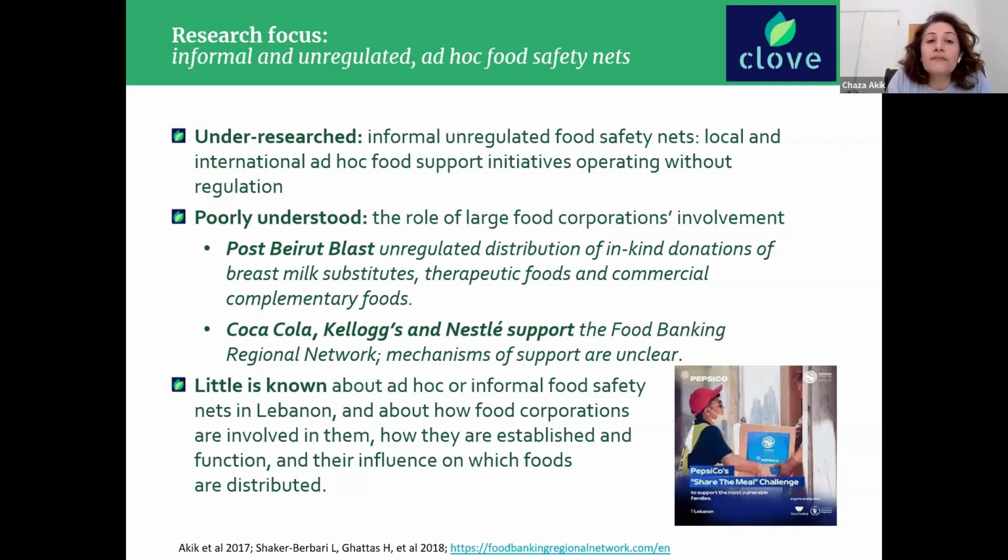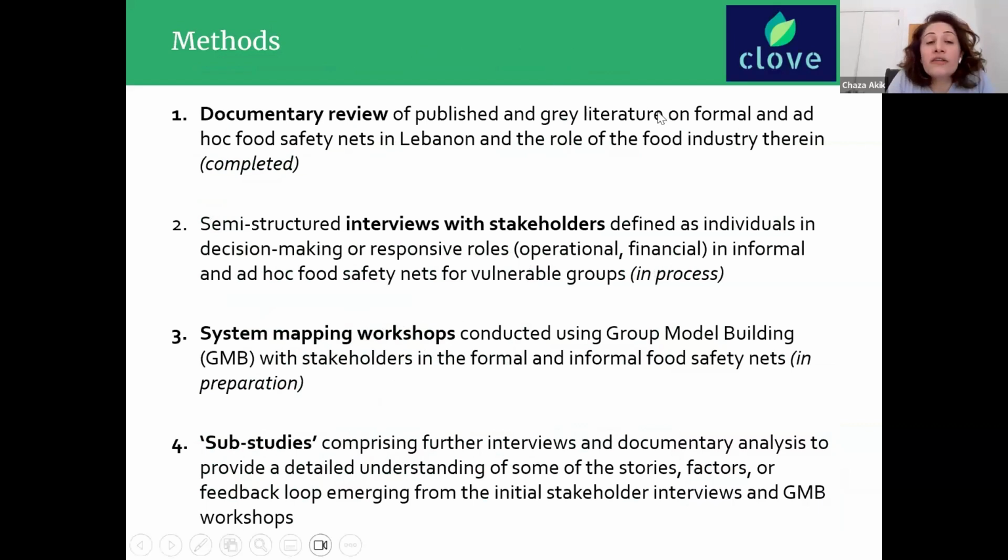Next slide, please. So to answer these four objectives, we started with a documentary review of published and grey literature on formal and ad hoc food safety nets in Lebanon and the role of the food industry, and that was completed. Second, we conducted some structured interviews with stakeholders who are individuals in decision-making or responsible roles, whether operational or financial, in informal and ad hoc food safety nets for vulnerable groups. We call it in process because we would like to keep interviewing as much as we can, but we've had a good number of interviews so far.